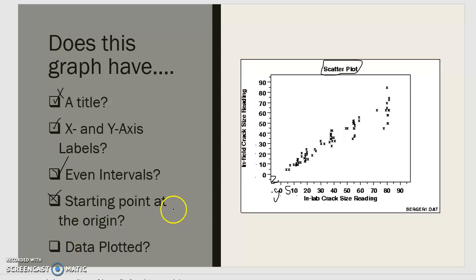All right, last thing. Do we have our data plotted? Well, it looks like they've got a lot of little tiny X's on here, so it looks like they plotted their data correctly.